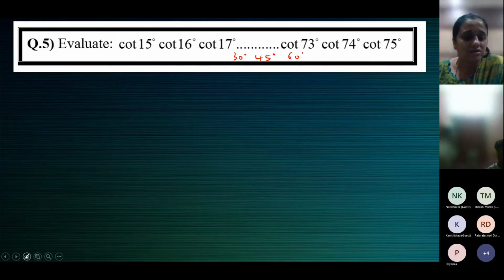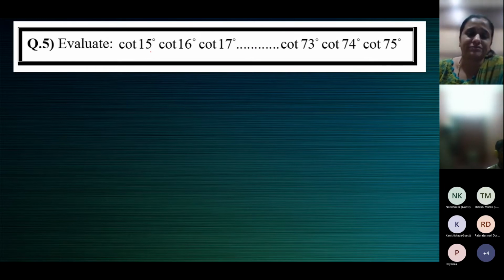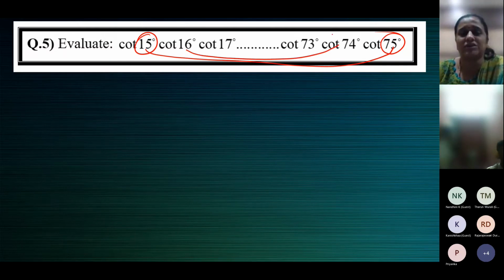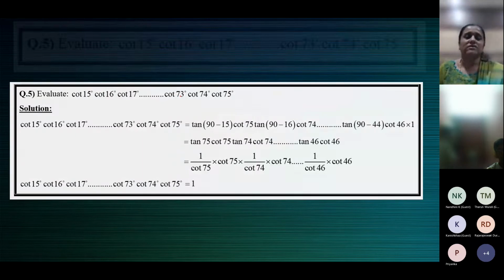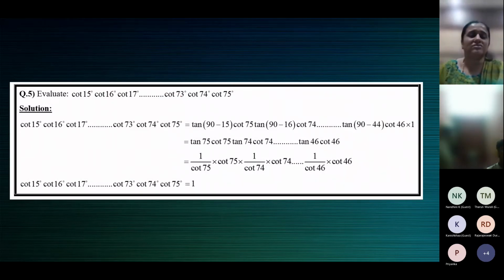Now, how do you solve this? We must keep in mind this idea. In such cases, we always pair ratios in which the angles are complementary. Like we'll pair cot 15 degrees and cot 75 degrees because 75 plus 15 is 90. Then we'll pair cot 16 degrees and cot 74 degrees because 74 plus 16 is 90. So pair the trigonometric ratios in such a way that their angles are complementary.